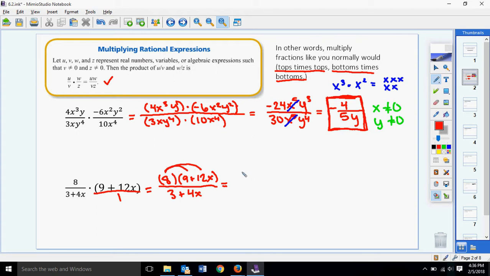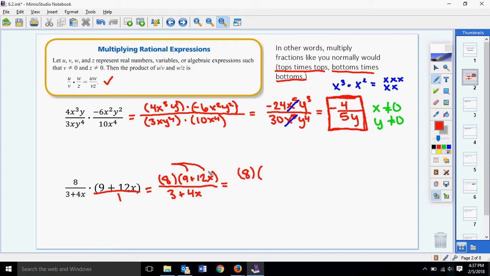So 8 times 9 and 8 times 12x. I could do that. However, my end goal is to have a simplified version. So instead of distributing like it may look like I want to do, I actually want to factor a common monomial out of the 9 plus 12x. Remember, I'm trying to get things to cancel like I had my x to the 5th cancel in the first example. All right, so I still have my 8.